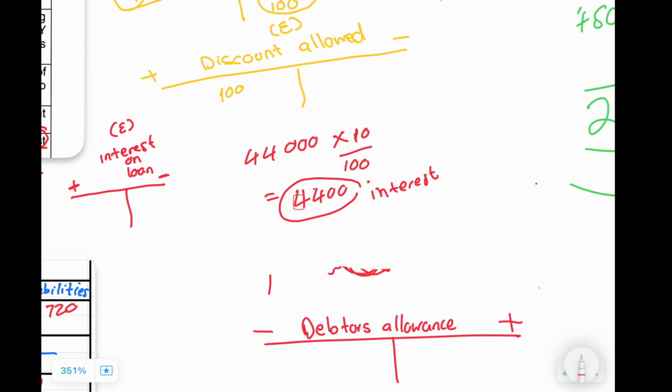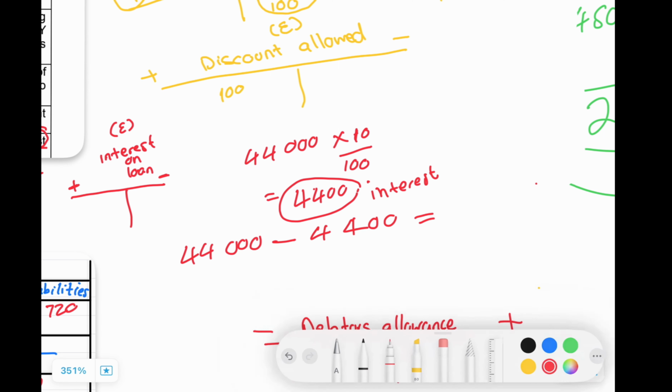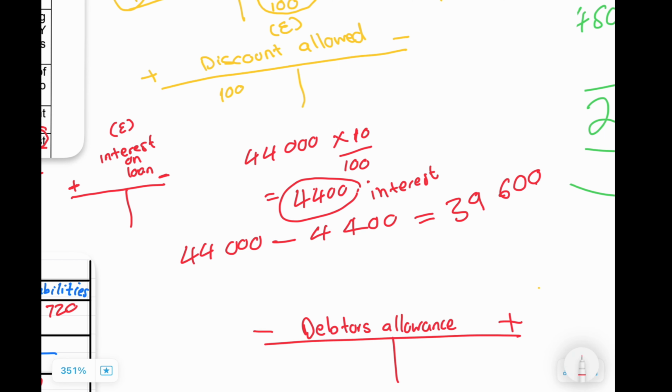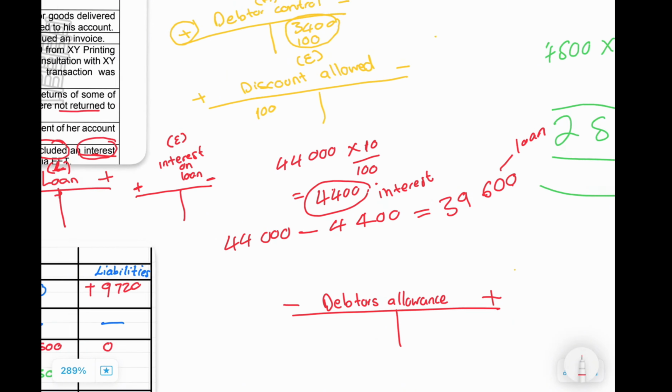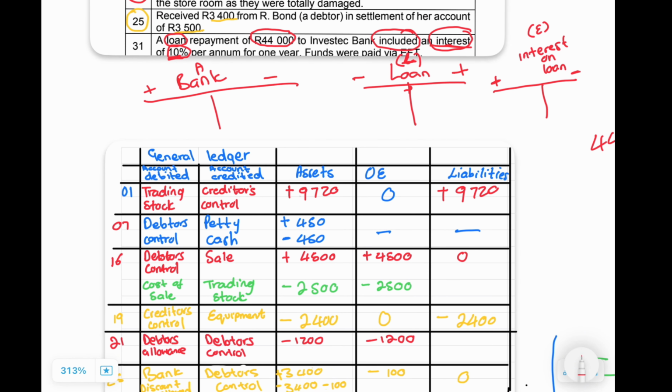Now, how do we get the loan amount? Since we already know the interest is 4,400, we say 44,000 minus 4,400 of interest. Whatever amount is left will be for the loan repayment. So this is the loan amount.